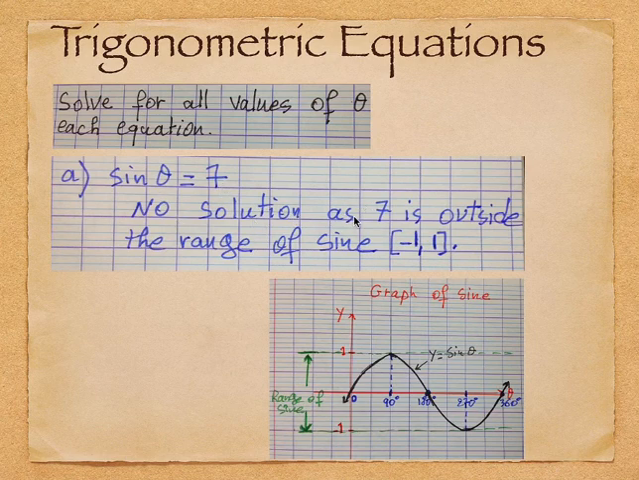No solutions for this one. Why? Because 7 is outside the range of sine. Look at the graph of sine. The range of sine is between 1 and minus 1. So you cannot have sine equals 7.